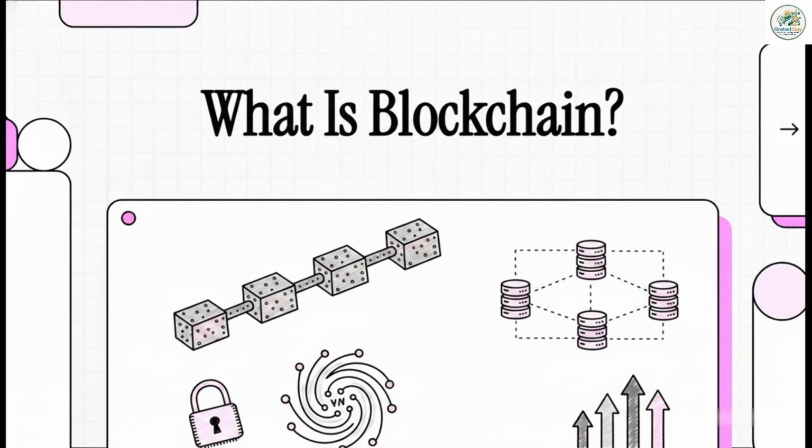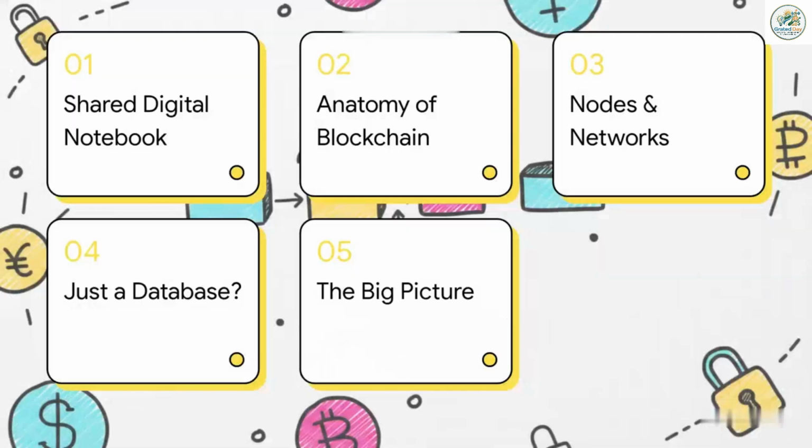Well, let's unpack the fundamentals together. We're going to rely directly on our source material to take what seems like a crazy, complex web of cryptography and turn it into something remarkably straightforward. To make this as easy as possible, we're going to unpack this in 5 quick steps. We'll start with the shared digital notebook, move into the anatomy of a blockchain, look at nodes, networks, and consensus, ask, is it just a database? And finally, wrap up with the big picture.